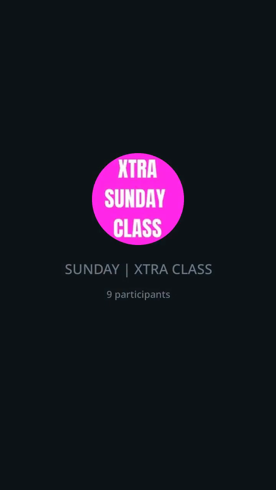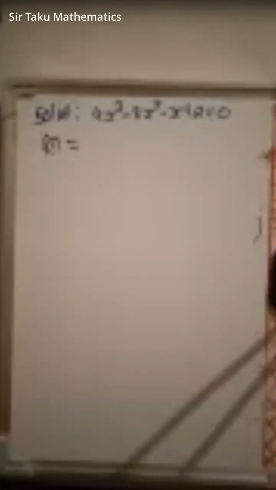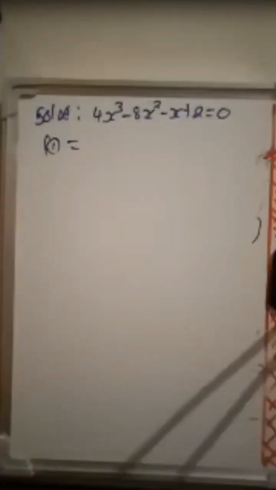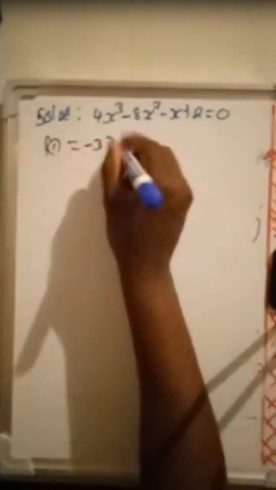Let's quickly find the factor. F of 1. What does f of 1 give us? So you take the calculator. I hope you're also doing it, guys. 4 multiplied by 1 cubed minus 8 multiplied by 1 squared minus 1, put it in brackets, plus 2. Then there we get negative 3. So this one is not a factor.